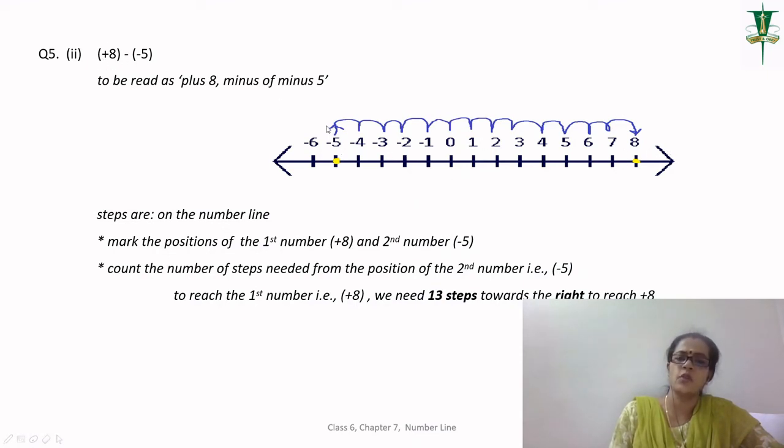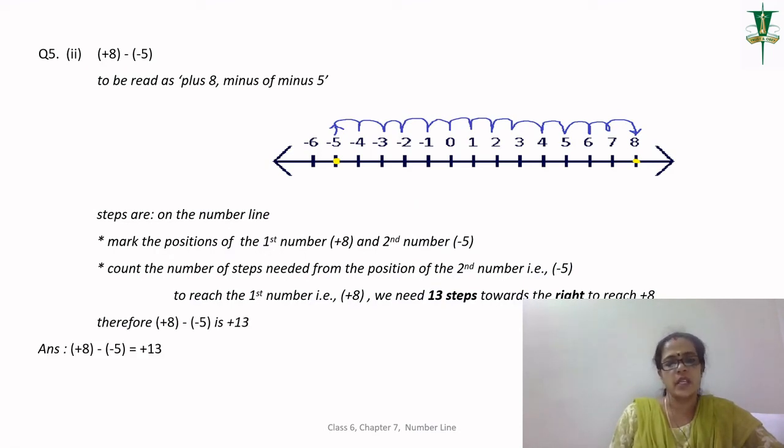So traveling from -5 to 8, which direction are you going? In the positive direction, that is the right hand side direction, which means your answer is going to be in the positive. And how many steps? 1, 2, 3, 4, 5, 6, 7, 8, 9, 10, 11, 12 and 13. So you have traveled 13 steps to the right side, which means your answer for plus 8 minus of minus 5 is plus 13.